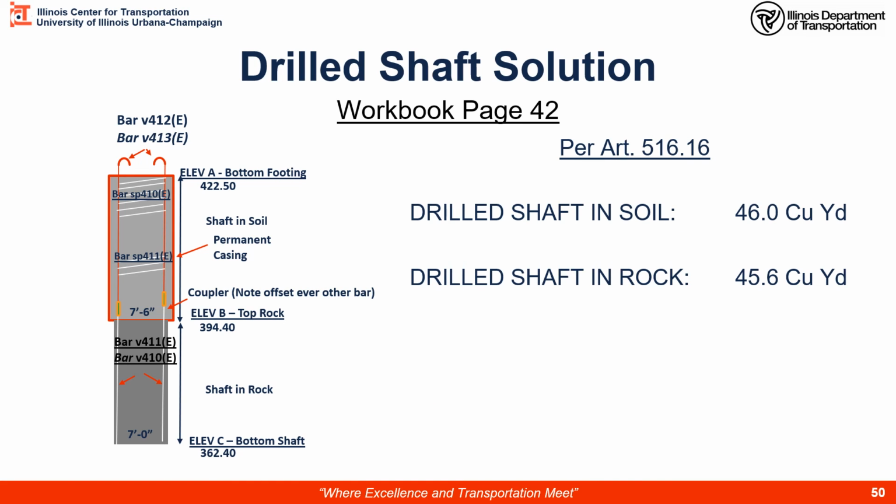So to summarize our solution per Article 516.16, we have our drilled shaft and soil, which is 46.0 cubic yards. And then we have our drilled shaft and rock, which is 45.6 cubic yards. And that would be our payment for these two pay items.